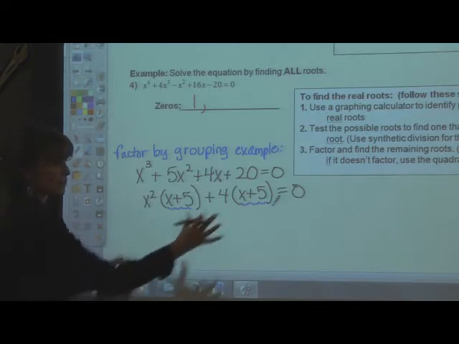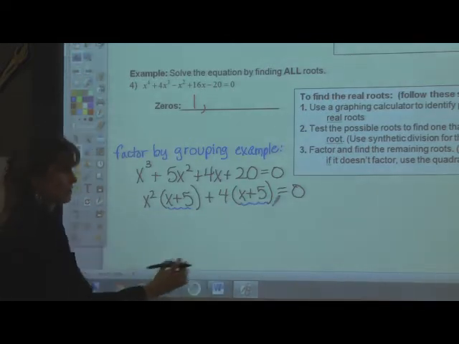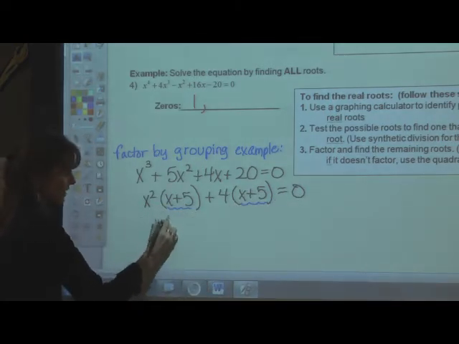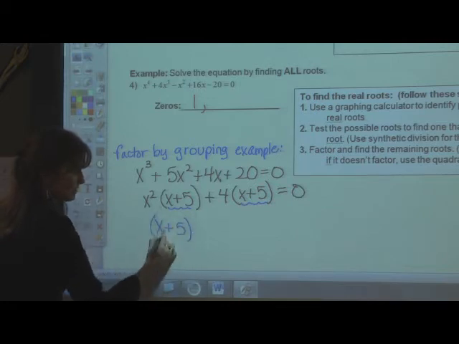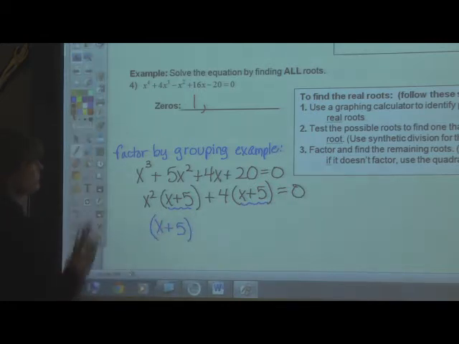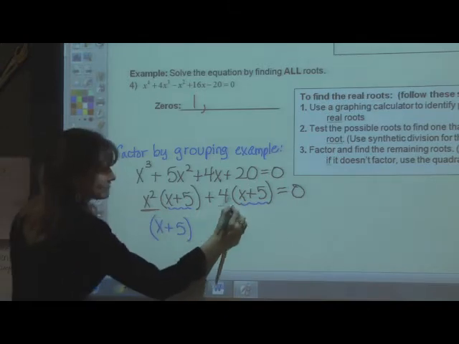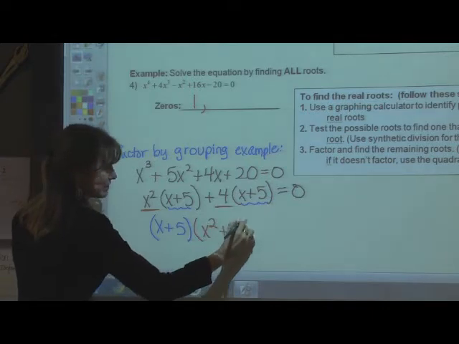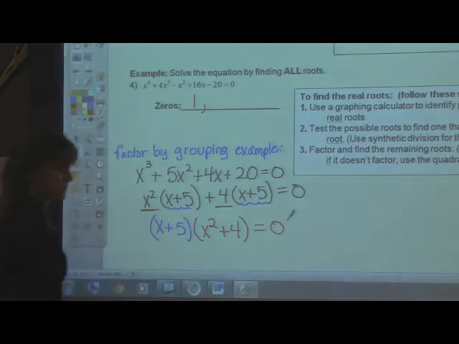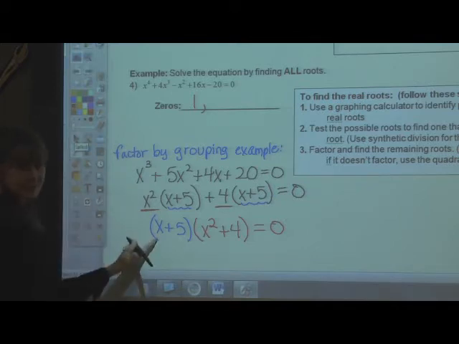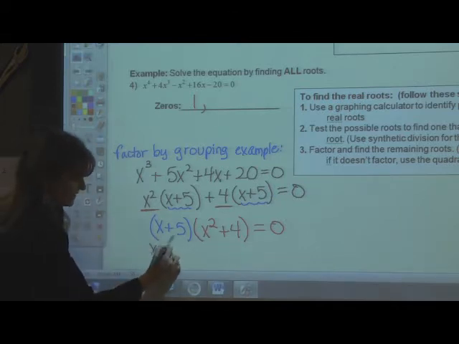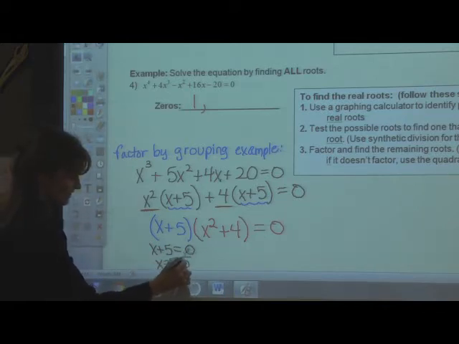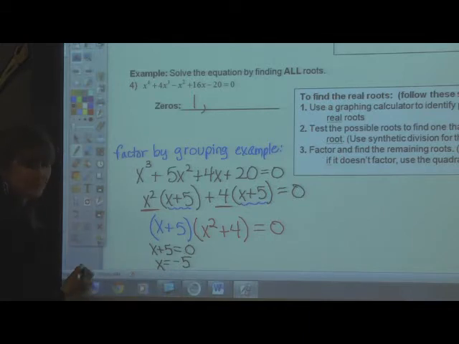So what you're going to do is pull those out. It's just like taking those and pulling them out right here. And then what I'm left with is the part that's left over after I pull them out. So that would be x squared plus 4 equals 0. Now here's the good news. This is a linear term. I know that I can take x plus 5, set it equal to 0, move the 5 to the other side, and get an answer of x equals negative 5.